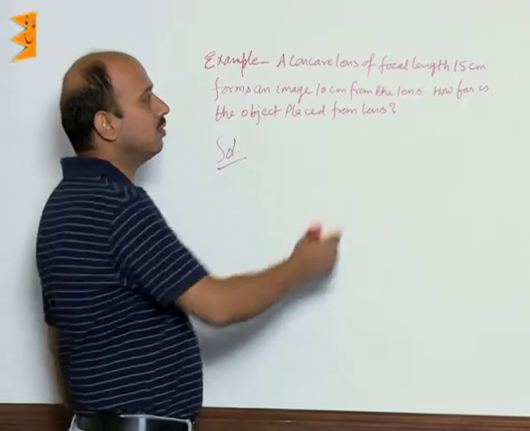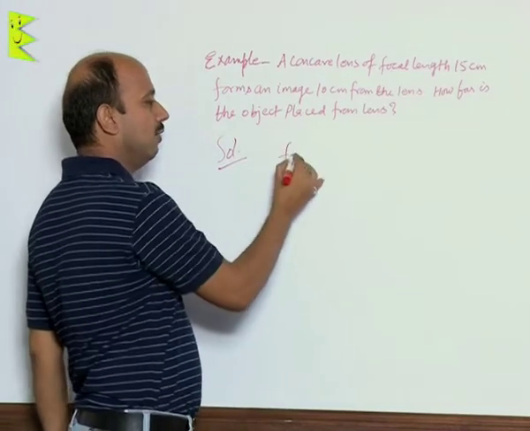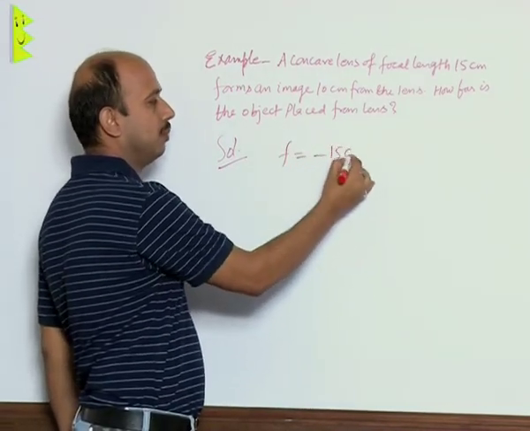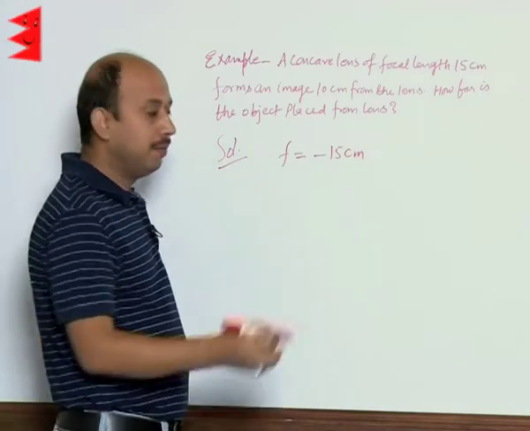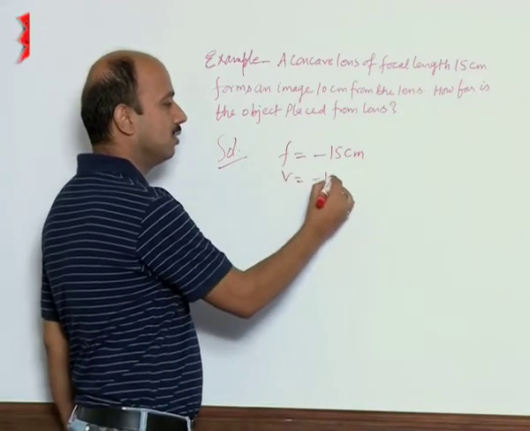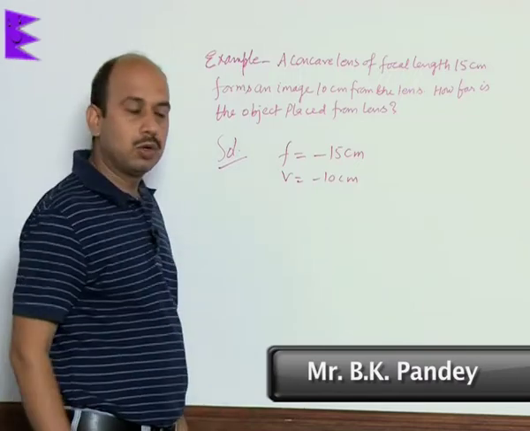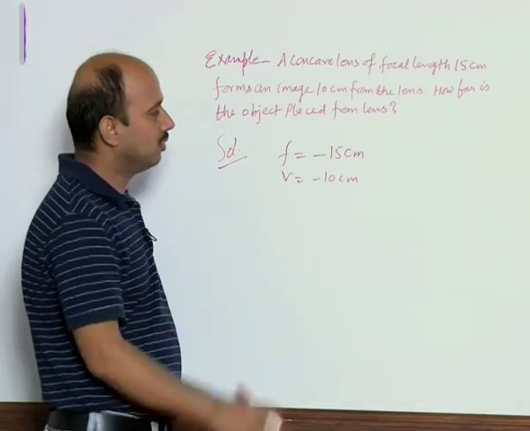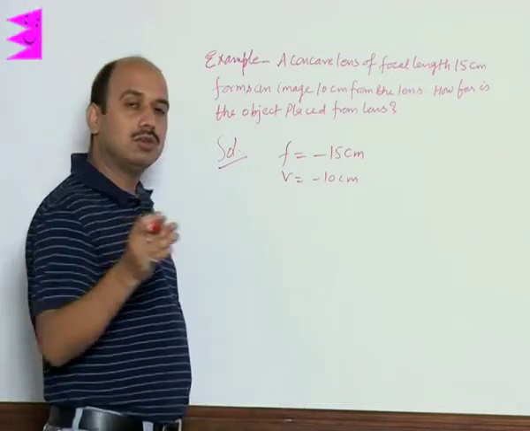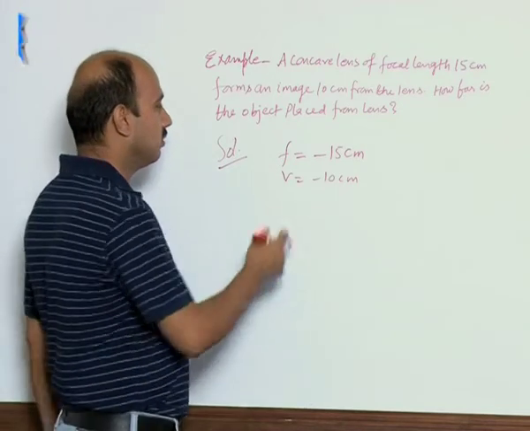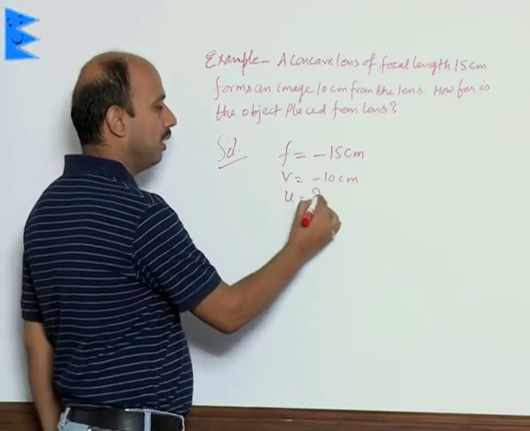What will you take first? Focal length. This is a concave lens, so you will be writing focal length as minus 15 centimeter. Image distance V is equal to minus 10 centimeter, because the image is formed left to the optical center, that is opposite to the direction of incident rays. So, we can calculate U from here.